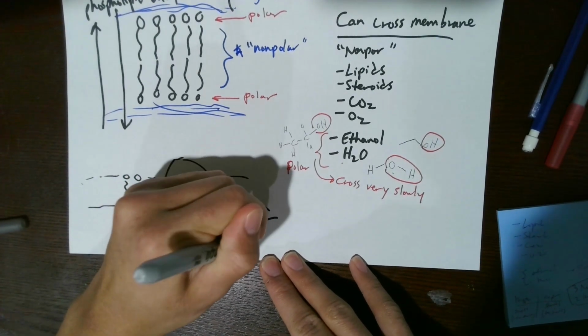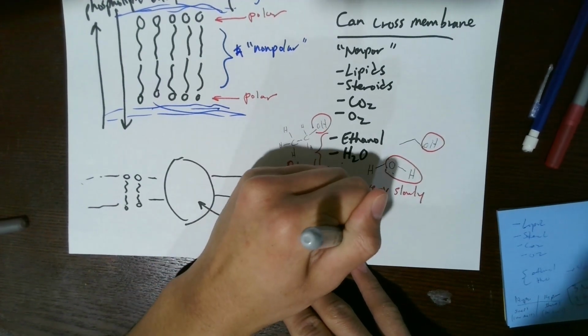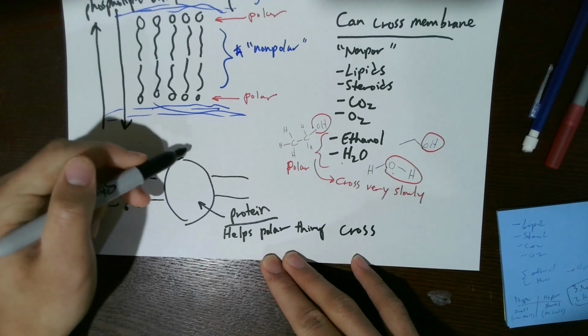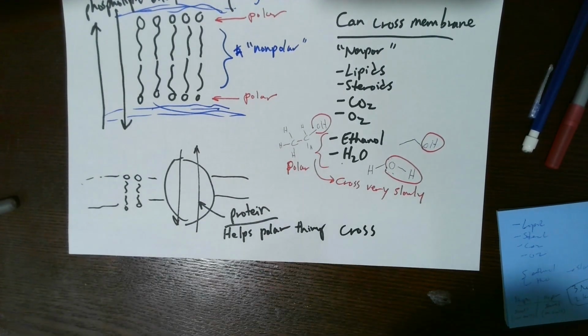I'm going to say helps polar things cross. It helps them cross through the membrane, in or out. Now there's different types of proteins that help things move in and out, and that's what we're going to focus in on right now. All right?